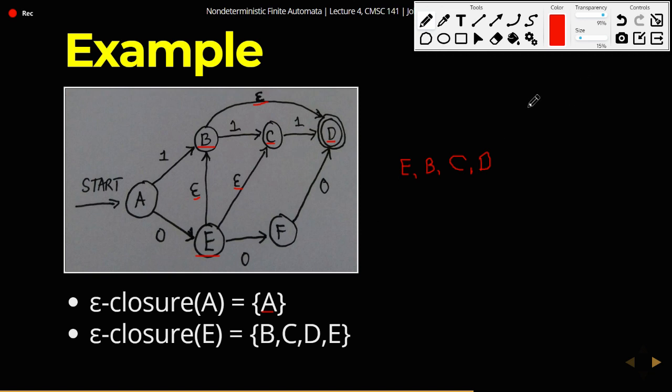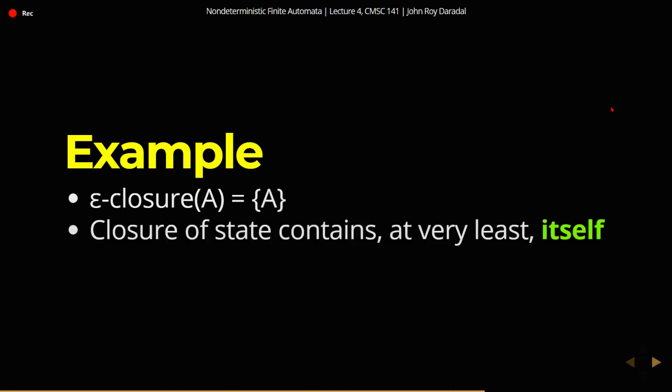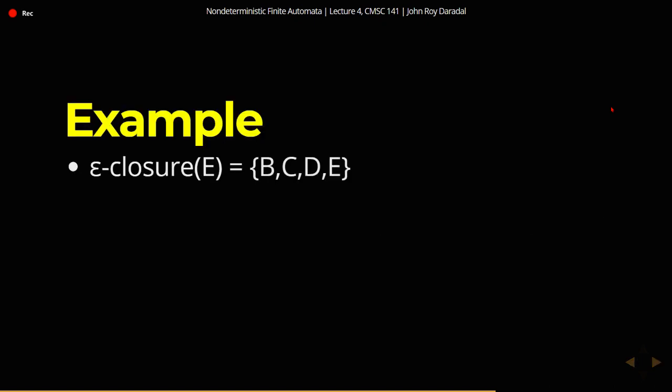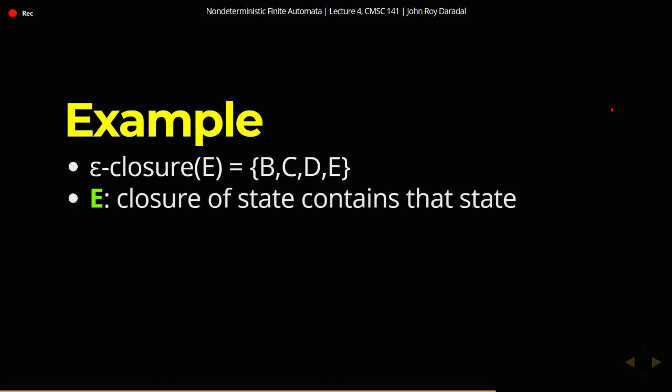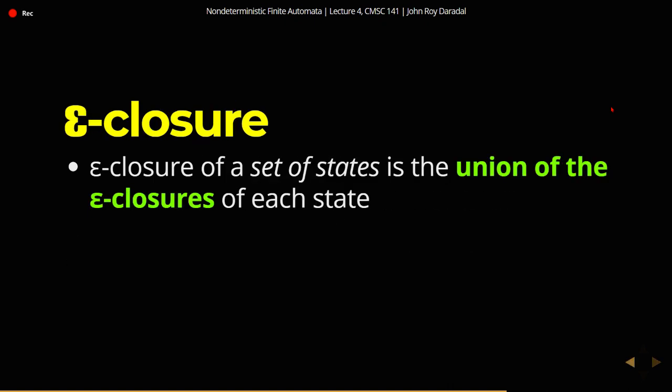Again, epsilon closure is the set of states that you can reach following only epsilon transitions, and at the very least, it should contain the state itself. So the next slides are just the explanation that I said. The epsilon closure of A is just the set containing A because the closure of a state contains at the very least itself. The epsilon closure of E is B, C, D, E, as we saw, because E is the state itself, B and C because of the epsilon transitions from E, and then D was reachable from B with an epsilon transition. So you have B, C, D, and E.